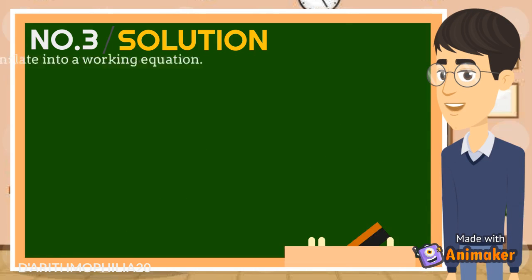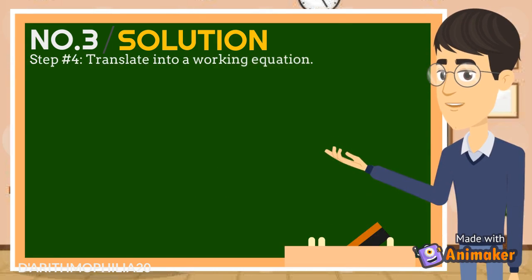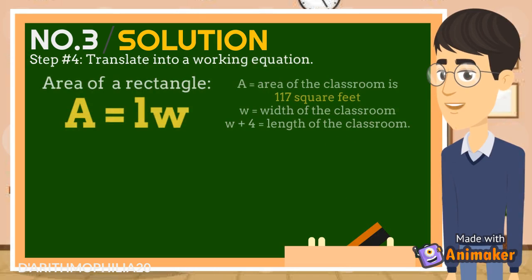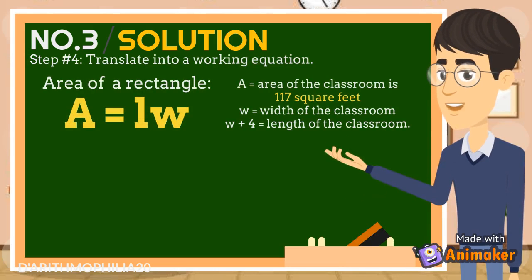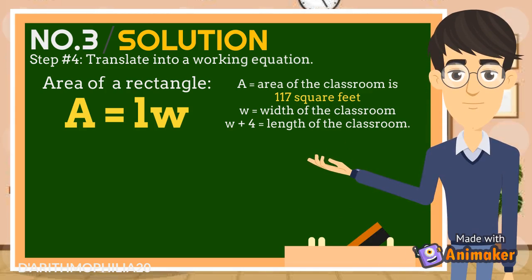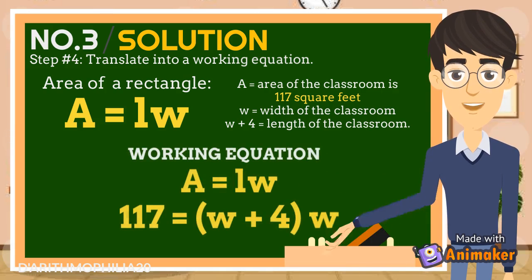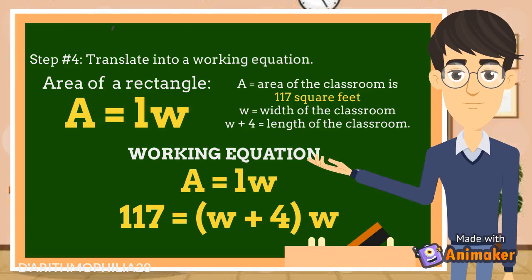Next, we will translate the important information into an equation. We will start by using the formula of area of the rectangle. Note that the area of a rectangle is given by A is equal to length times width. This time, we will now substitute to the formula all the variables and given present on the problem. We now have 117 is equal to quantity W plus 4 times W. This will be the working equation that we will be using for us to solve our missing values.